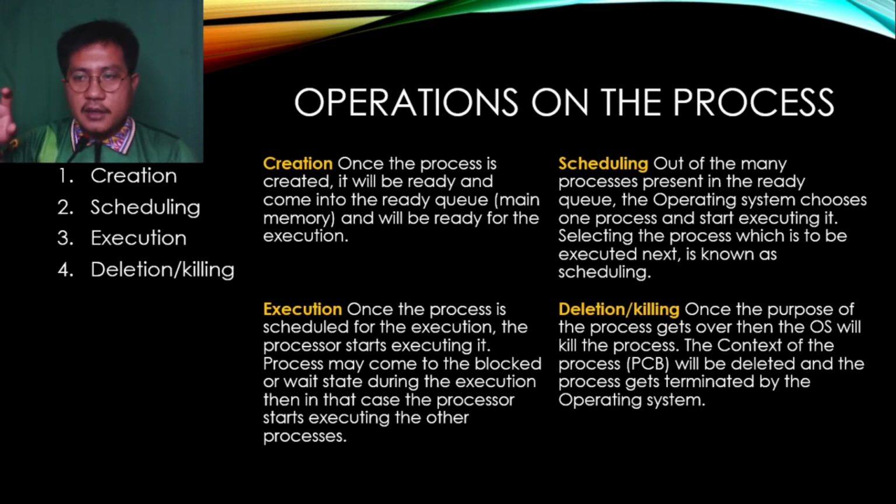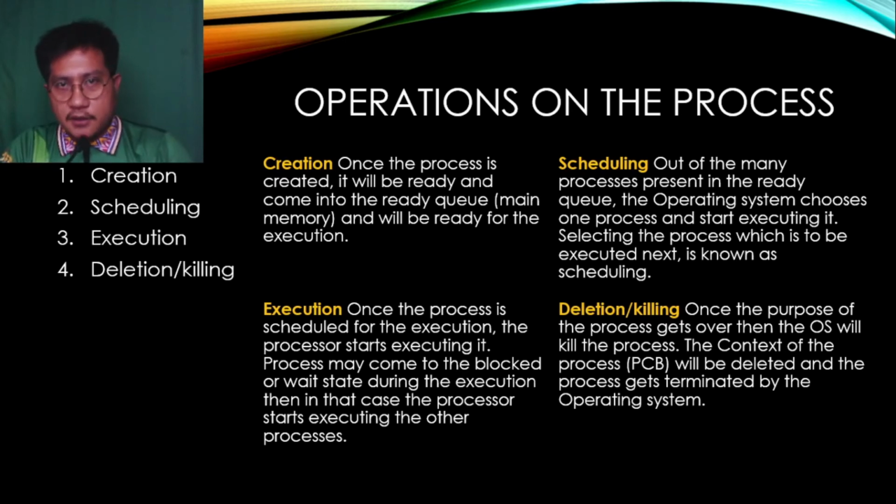But out of the many processes present in the ready queue, the operating system chooses one process and starts executing it. Selecting the process which is to be executed next is known as scheduling. It then depends on the scheduling algorithm as well as the priority. In later topics, we'll talk more about scheduling.